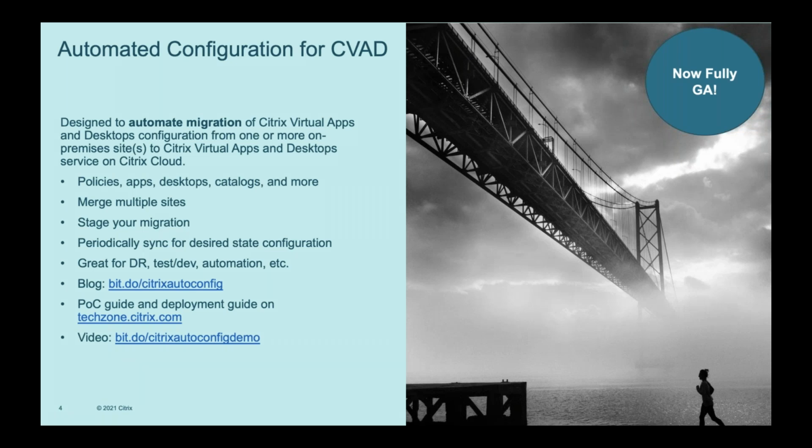The automated configuration tool for virtual apps and desktops is now fully generally available. It's designed to help you bring data from one or more on-premises environments and migrate that into Citrix Cloud with the Apps and Desktop service. In addition, you can also migrate from one Citrix Cloud environment to another, perhaps across geographies or different tenants. There's a variety of different object types that you can include in the migration, namely your policies, your applications, your desktops, and catalogs and machines to a certain extent, although there are some caveats and notes with machine creation services created catalogs.